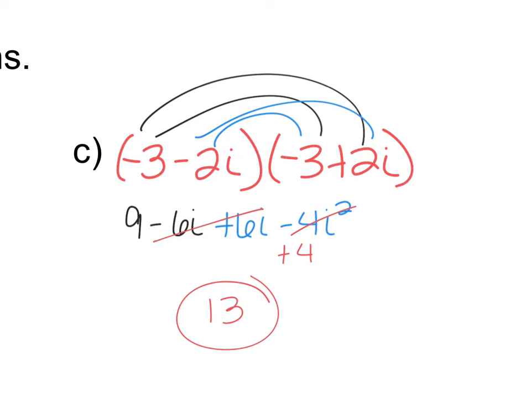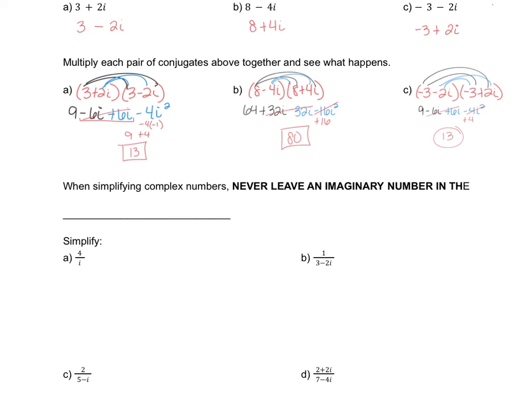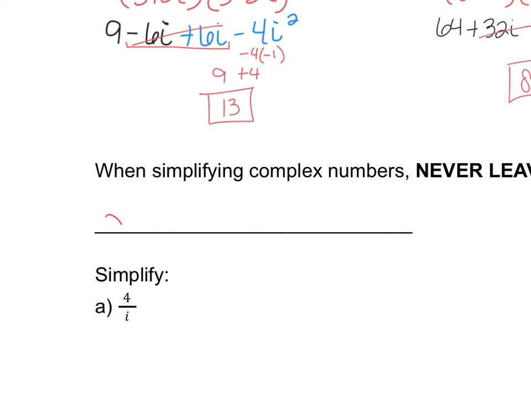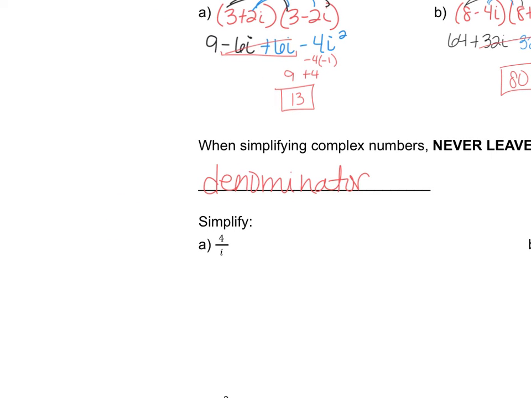Cool. Okay, so now we're going to talk about how to simplify whenever they're dividing, or it looks like a fraction, which means dividing, with complex numbers. So you never leave an imaginary number in the denominator, okay? So no i's in the denominator ever. Don't do it. Because if you leave it in the denominator, it's not done. You need to keep going.